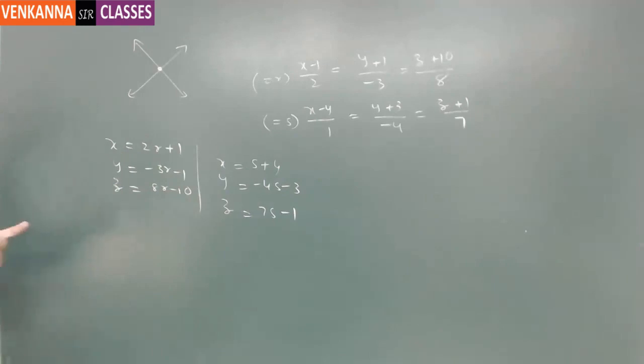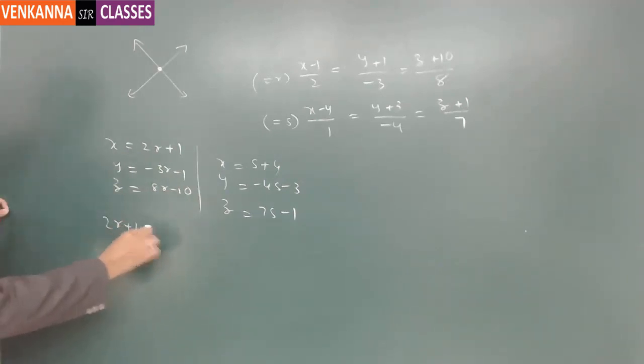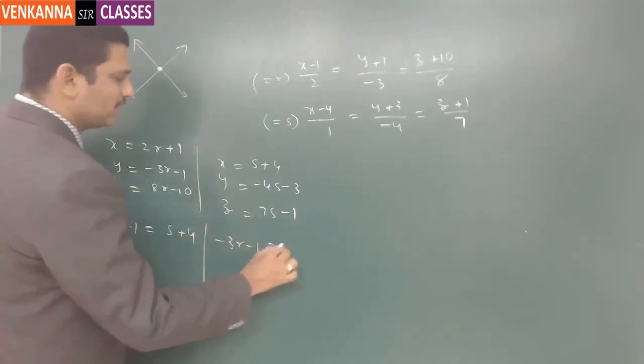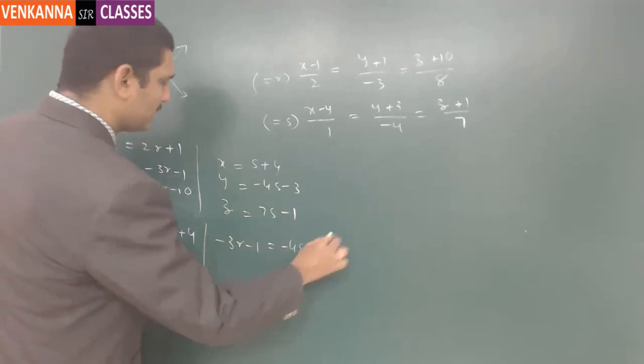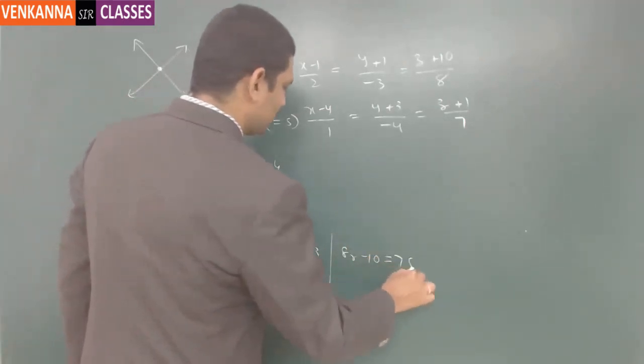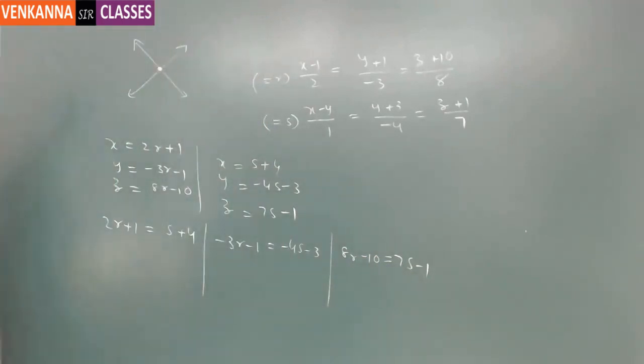So for some r value here, for some s value here, both must be equal. So if you make the respective coordinates equal, you will have 2r plus 1 is equal to s plus 4, minus 3r minus 1 is equal to minus 4s minus 3, and 8r minus 10 is equal to 7s minus 1. Now if you simplify them, you will get the respective equations in r and s. However, straight away I will write the values of r and s. So you will get r is equal to 2 and s is equal to 1.